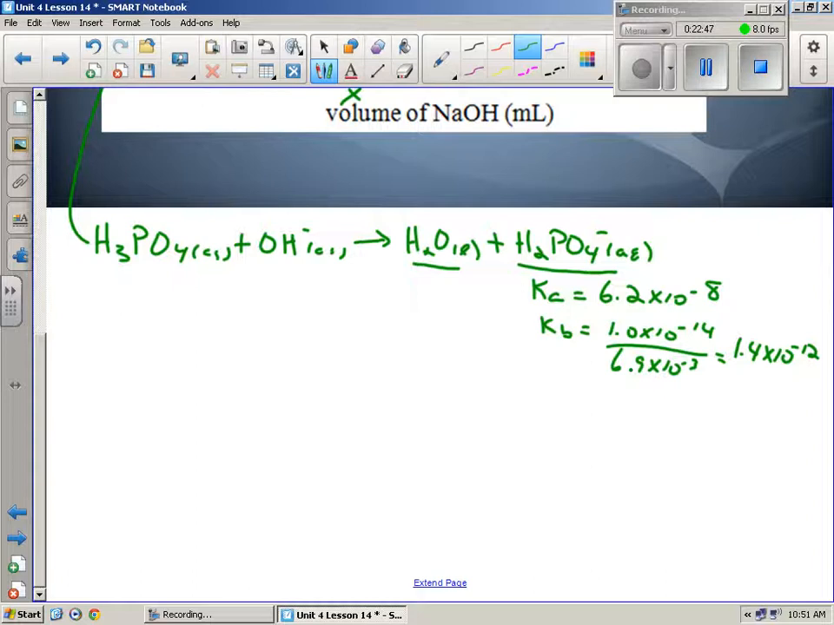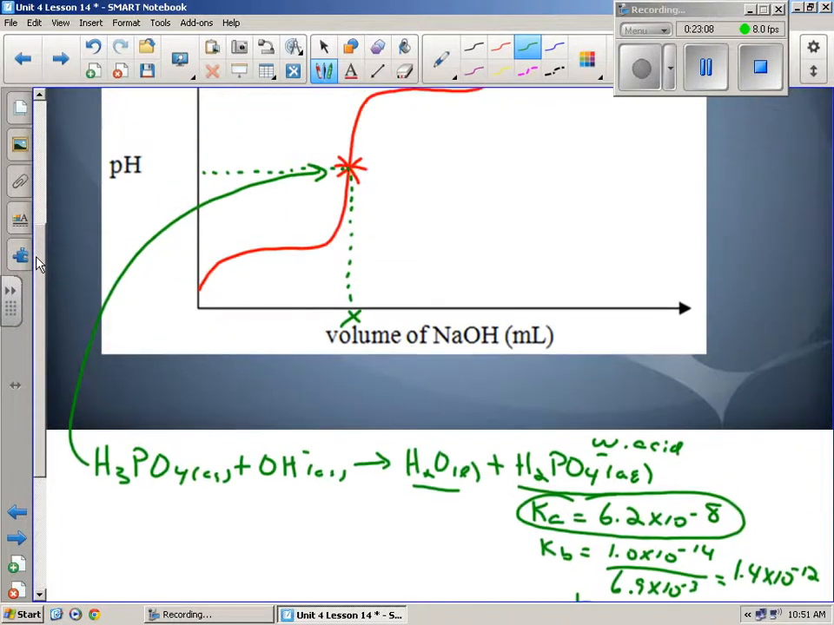Okay? So, which is bigger, Ka or Kb? Ka. So, Ka is larger than Kb. So, therefore, this is acting as a weak acid. All right? And therefore, my pH for that endpoint has to be, of course, a pH of less than 7. There. Okay?